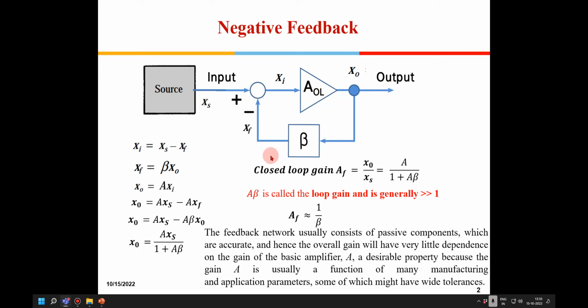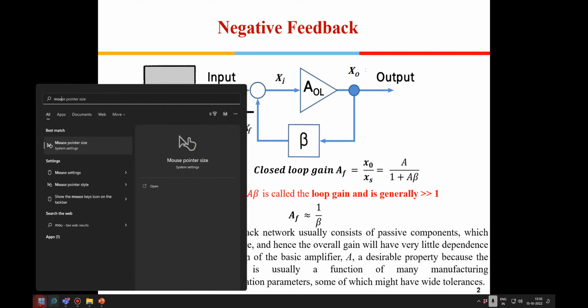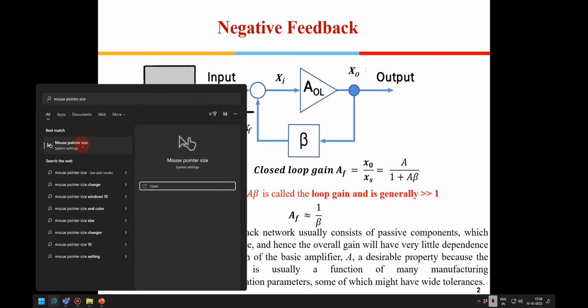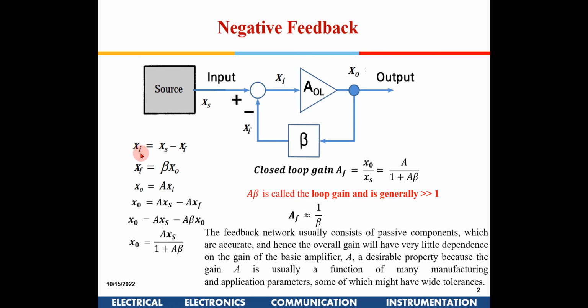Now let's try and understand what is the advantage of doing this. The advantage is xi can be written as xs minus xf, the input signal minus the feedback signal. Now the feedback signal is obviously a fraction of the output signal, which is given by beta.